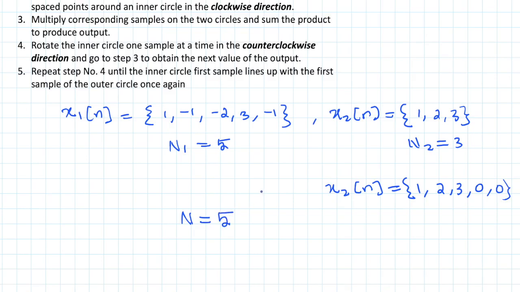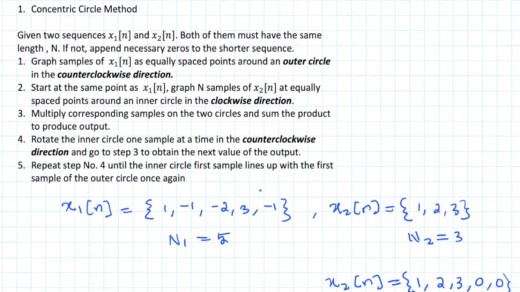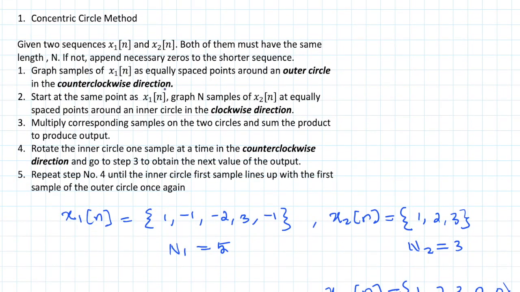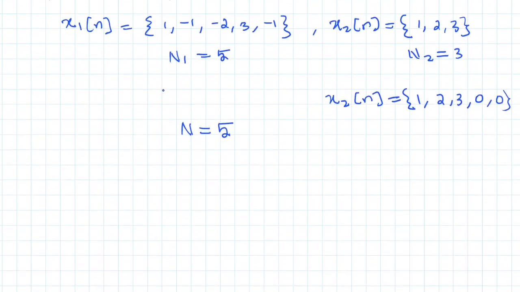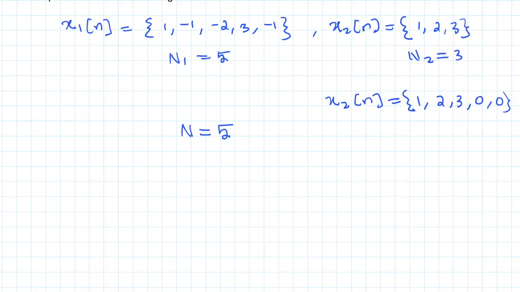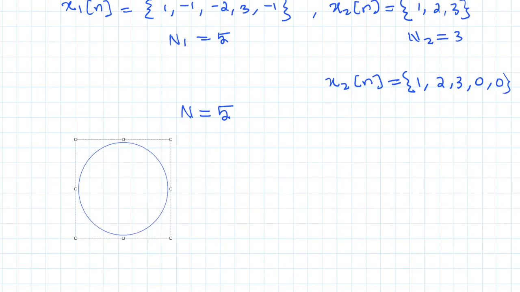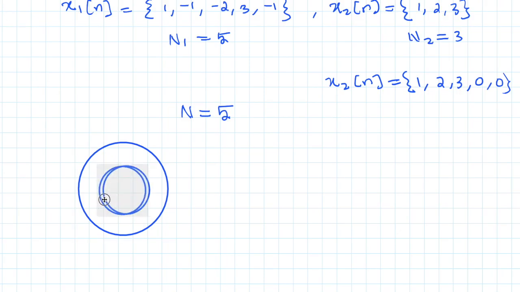Okay, now we are getting into the procedure of the concentric circle method. So we have to have an inner circle as well as an outer circle. So I'm drawing an inner circle and an outer circle. So this is the outer circle, and I'm drawing one more circle, that is the inner circle.